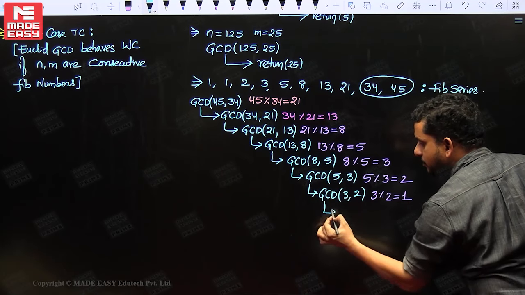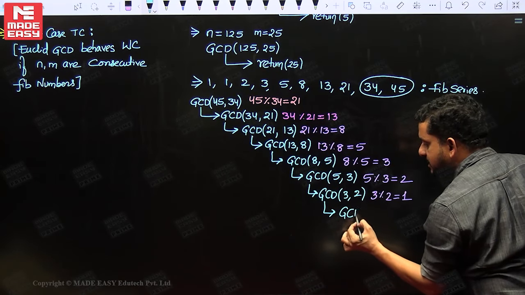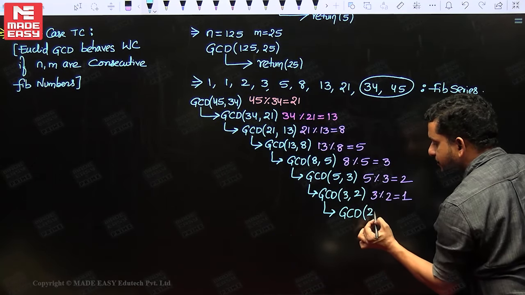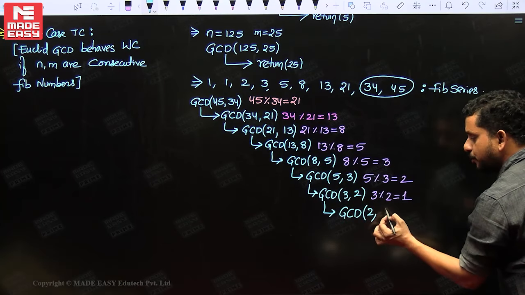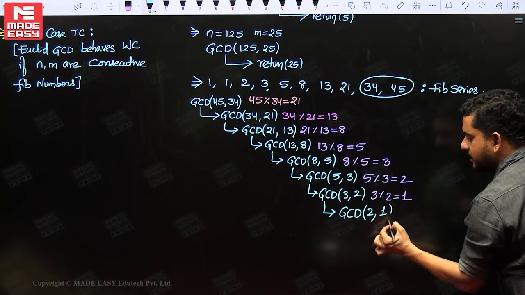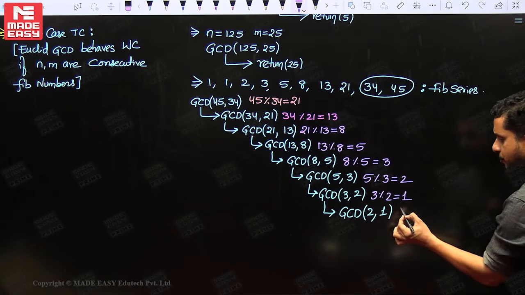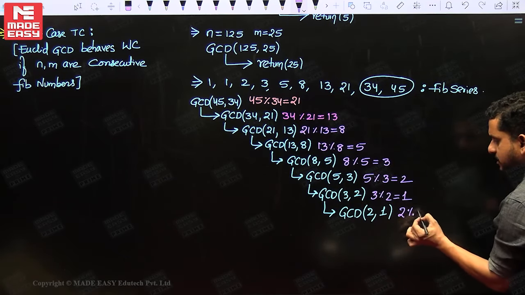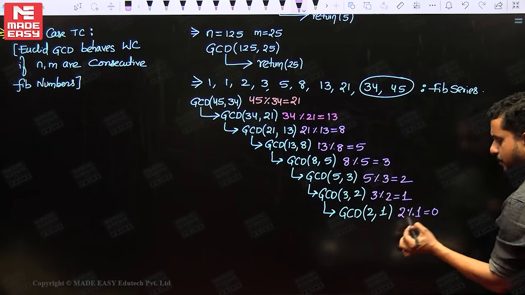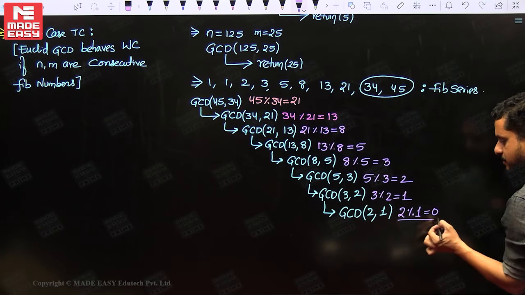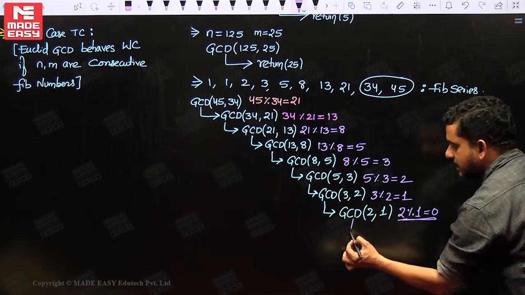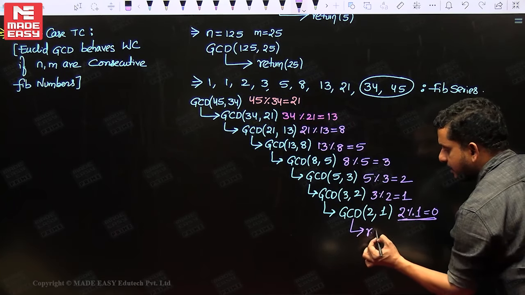It becomes GCD of 2 as the first parameter and 3 mod 2, which is 1, as the second parameter. Now it computes 2 mod 1, and 2 modulus of 1 is 0. Because n modulus of m becomes 0, it returns m. Finally it returns 1.